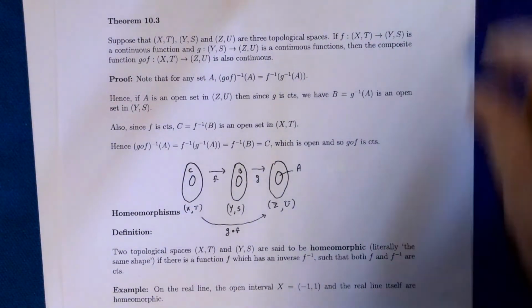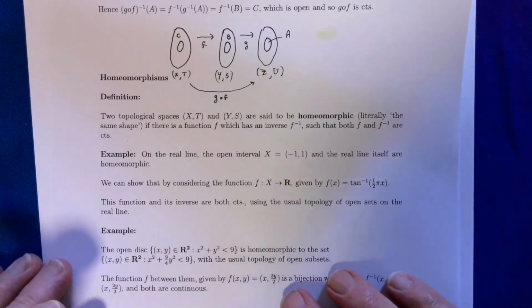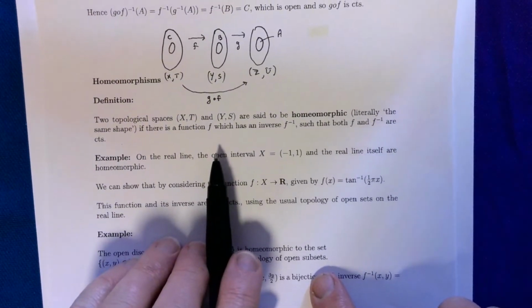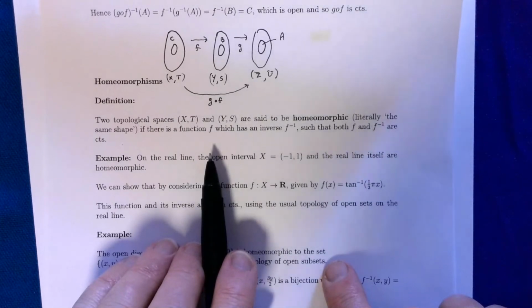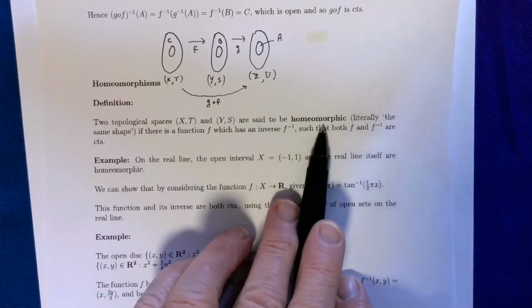Okay, the final little section here is on what are called homeomorphisms, and these are really trying to find a way of checking whether two topological spaces are essentially, well, the same. Homeomorphic means they have the same shape.